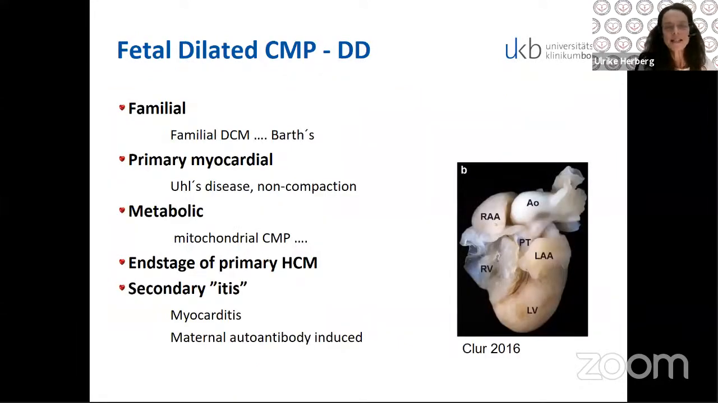So in fetal dilated cardiomyopathy, we always have to think of familial dilated cardiomyopathies, Uhl's disease as a primary myocardial disease. And this is a very nice case of Sally Clur, who shared this picture today. You see the very, very thin, skin-like tissue or myocardium of this right ventricle in a fetus with Uhl's disease. Other primary myocardial diseases can be non-compaction, metabolic disease, and stages of primary hypertrophic cardiomyopathies. And again, myocarditis can result in dilated cardiomyopathy.